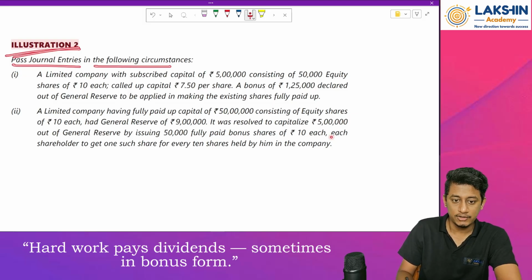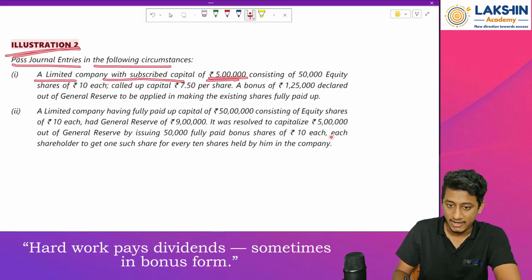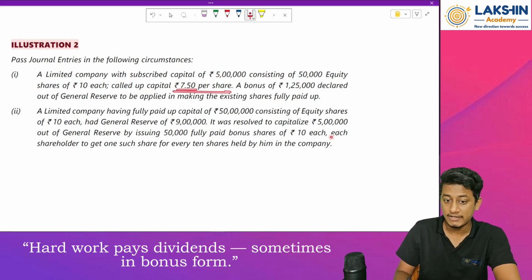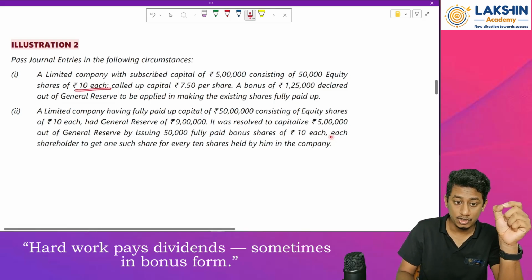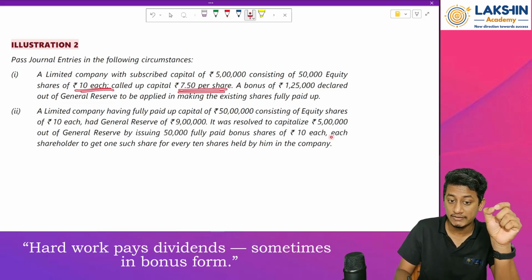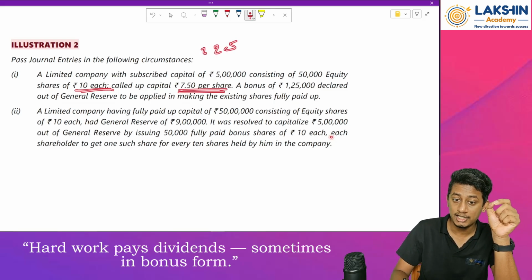Pass the journal entries in the following circumstances. A limited company with a subscribed capital of rupees 5 lakh, consisting of 50,000 equity shares of rupees 10 each, called up capital of rupees 7.5 per share. That means this is only 7.5 per share, right? What is the nominal value of share? Rupees 10 each. But how much is called up? Only 7.5. How much is pending? Rupees 2.5 per share is pending to be received, right?